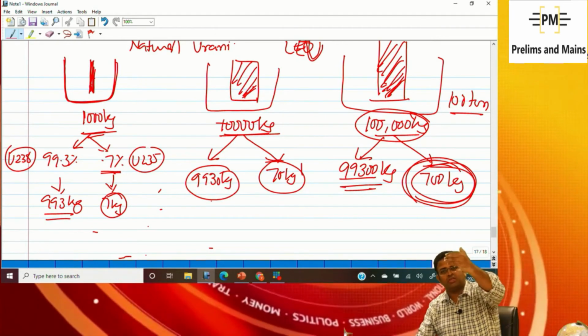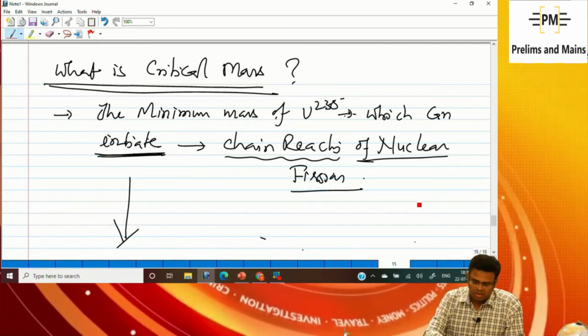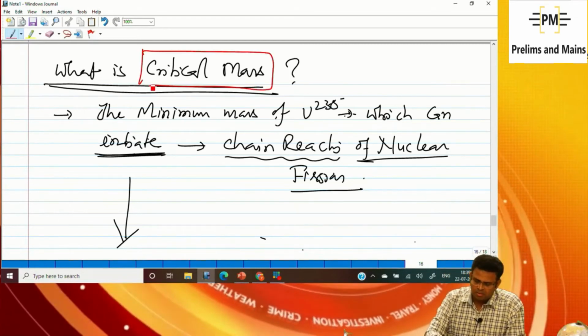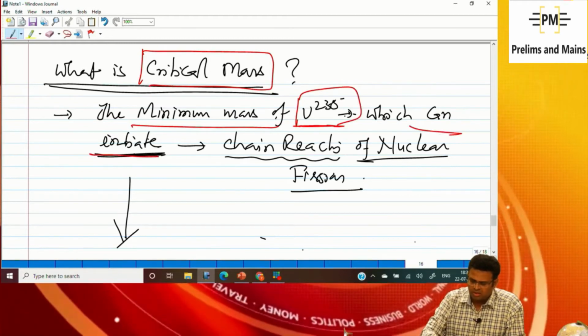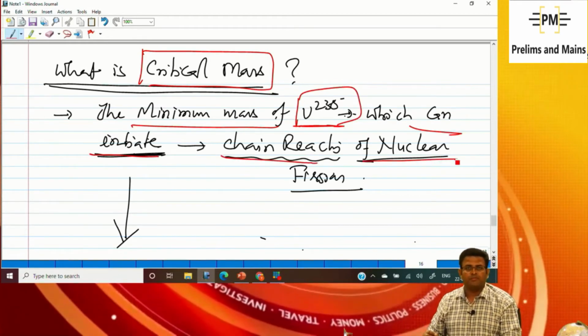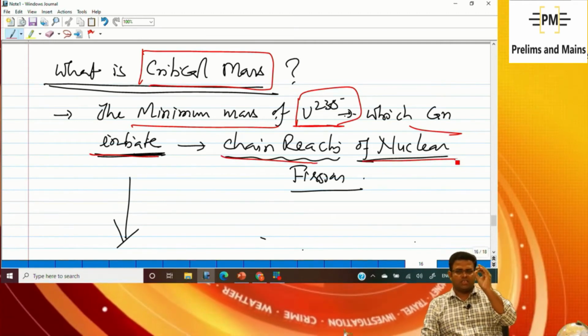Or the reaction goes on continuously for a long number of years. So what is critical mass? The minimum mass of uranium-235 which can initiate a chain reaction of nuclear fission and keep it continuous for a long number of days. This is known as critical mass.